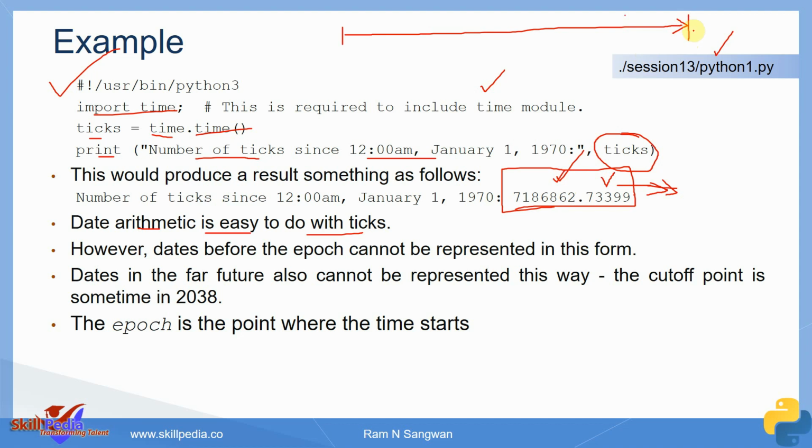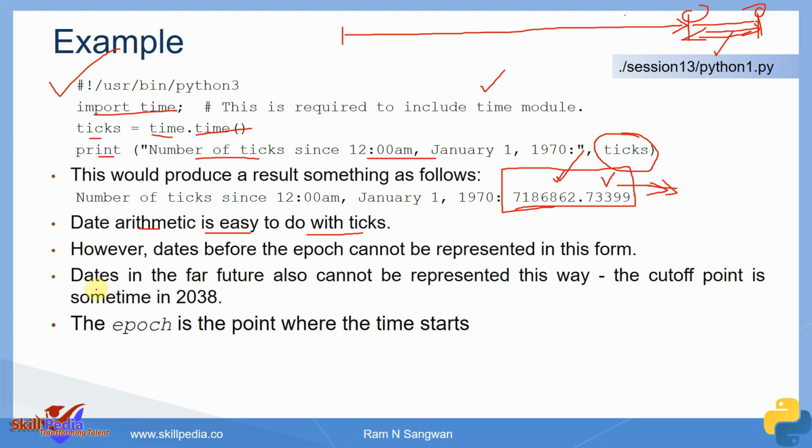So if I'm at this point, and if I proceed in time, at another point in time I have another value of tick. So I can find the difference between these two ticks, and whatever the difference comes, I can convert it into how many days or how many years or how many months these ticks represent.